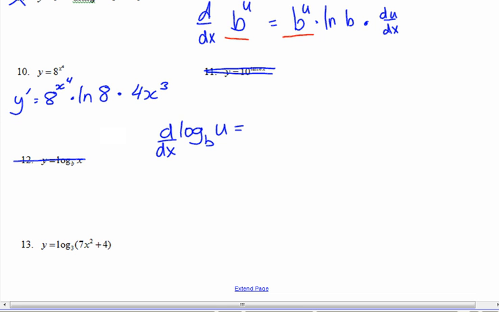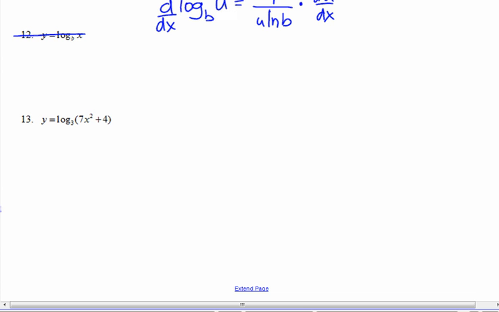What's the derivative of a log function equal to? Look it up on your formula sheet. It's 1 over u natural log of your base times du/dx. So I'm going to keep this in terms of u. Where is this? Right there.